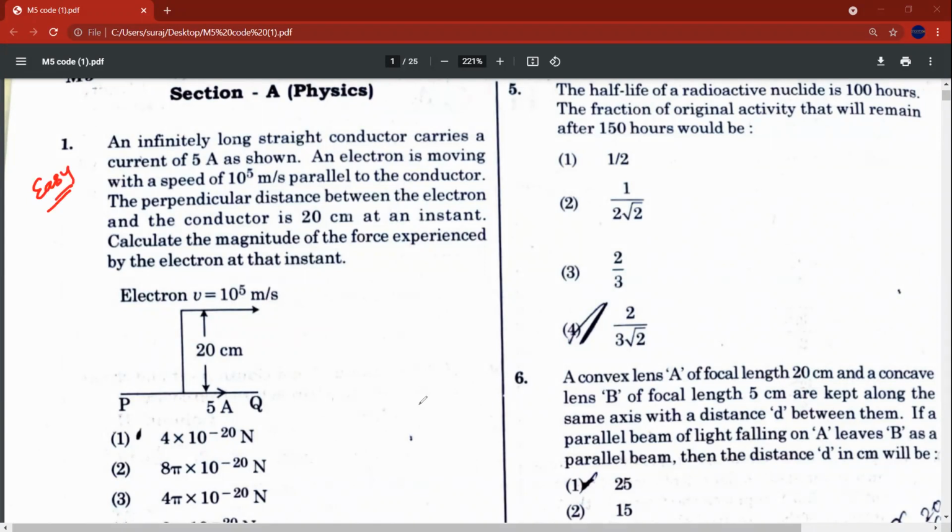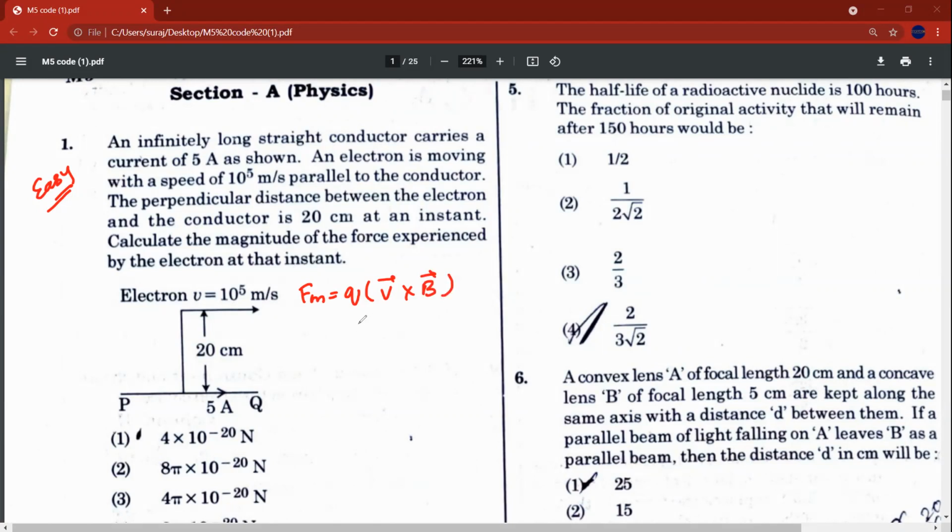An infinitely long straight conductor carries a current of 5 ampere as shown. An electron is moving with a speed of 10 power 5 meter per second parallel to the conductor. The perpendicular distance between the electron and the conductor is 20 centimeter at an instant. Calculate the magnitude of the force experienced by the electron at that instant. So they're asking for magnetic force. What is the magnetic force formula? It is q v vector cross B vector, right? This is the magnetic force formula.